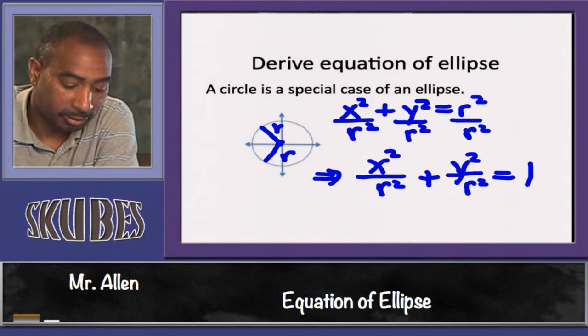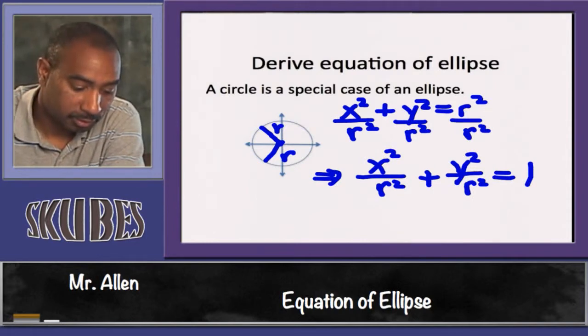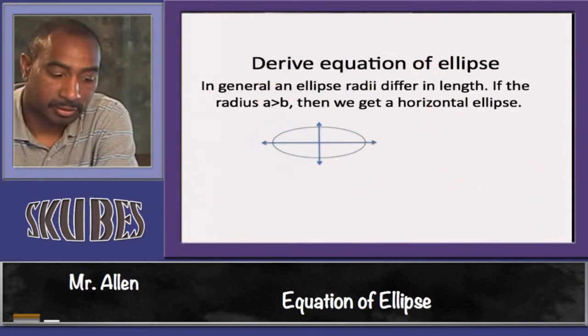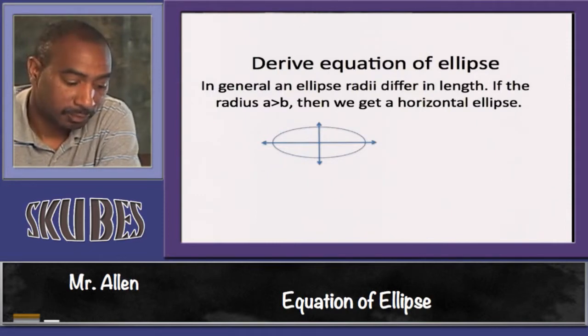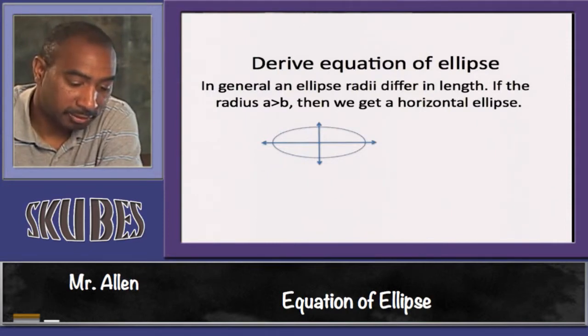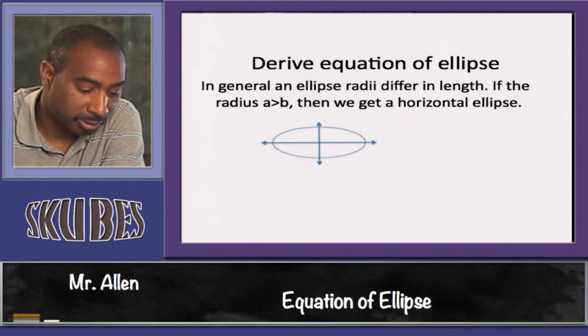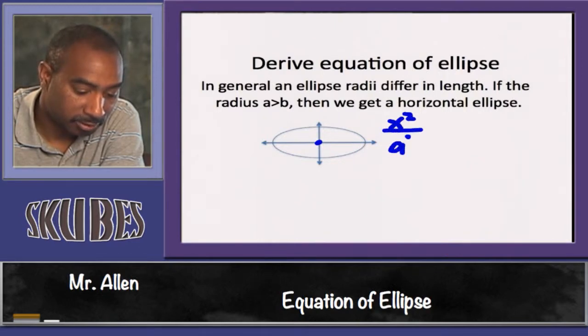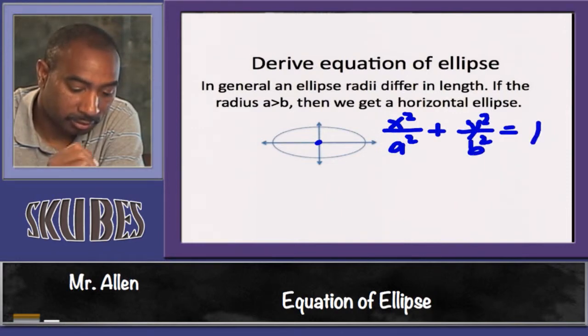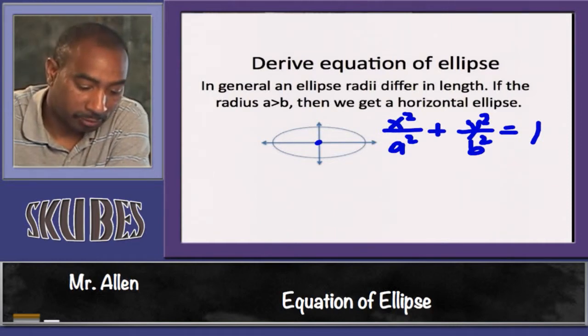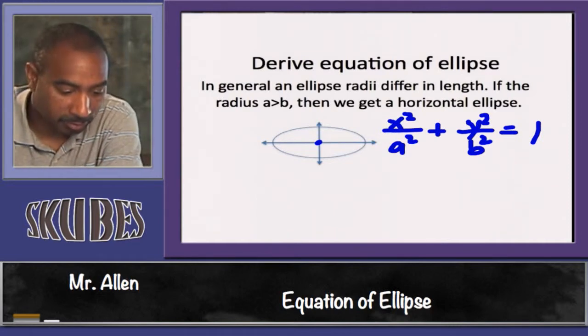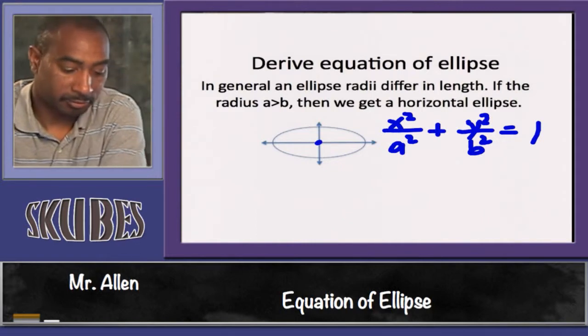But in general, in an ellipse, that's not always the case. It's going to be more of a stretched out circle. So in general, in the ellipse, radii differ in length. In general, if it's centered around the origin here, we have x squared over a squared plus y squared over b squared equals 1. And I picked two different variables to represent the radii because they could differ in length.